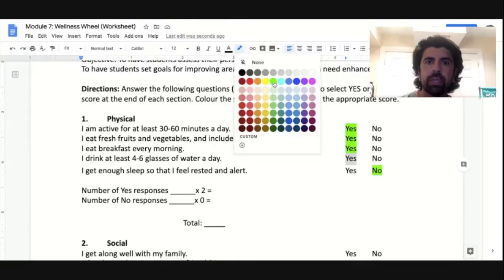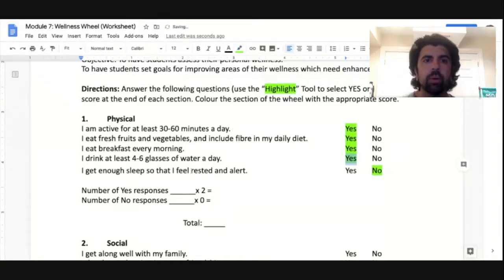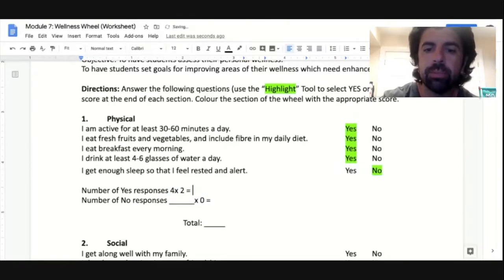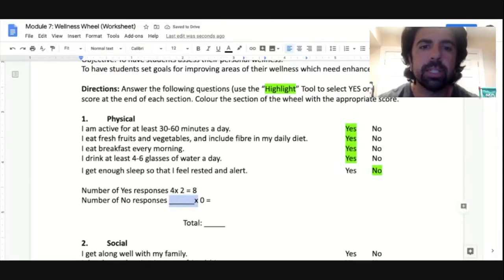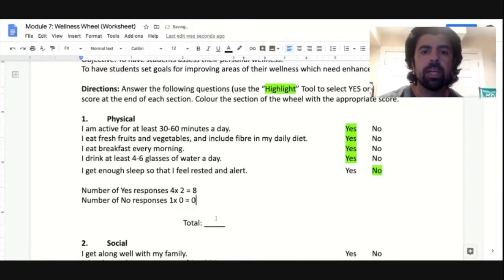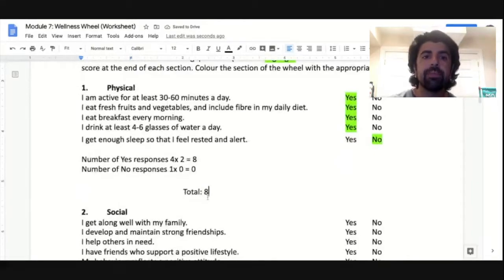I drink 4 to 6 glasses of water every day. So the number of yes responses, that was 4. So 4 times 2, please. I hope you don't need a calculator to answer that. That will be 8. Number of no responses is 1, so 1 times 0, again, I hope you don't need a calculator for that. That is 0. Okay, so your total would be 8. And you're going to continue to answer that for the rest of the section.